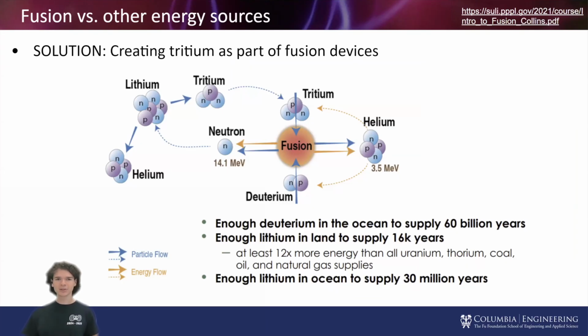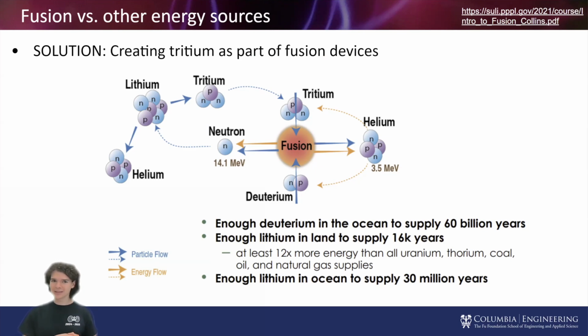So I mentioned that we don't have a lot of tritium. However, we do have a lot of deuterium. We have enough deuterium in the ocean to supply 60 billion years of, I guess, fusion interaction. I'm actually not sure exactly what that metric refers to, but there is a lot of deuterium in the ocean. We would not have an issue getting deuterium or lithium.